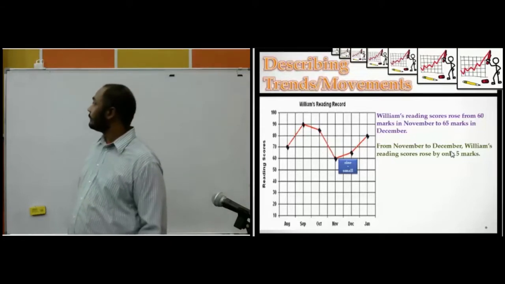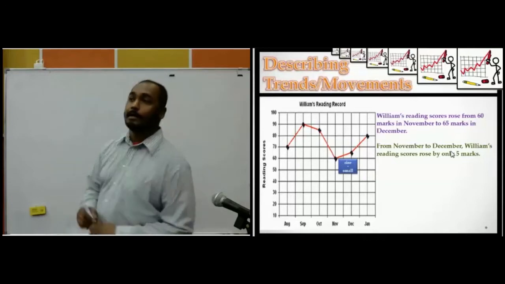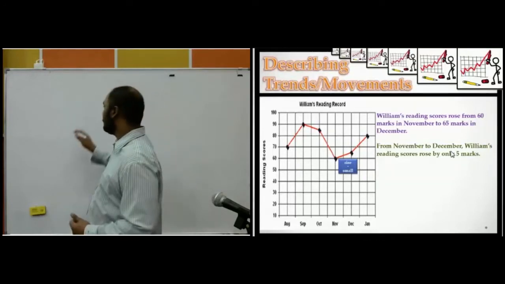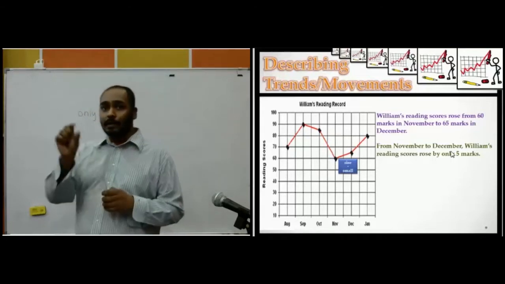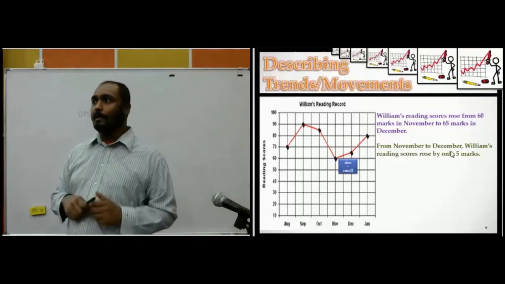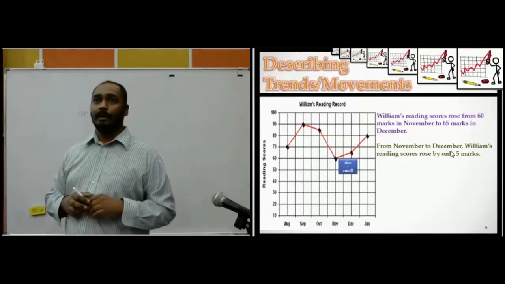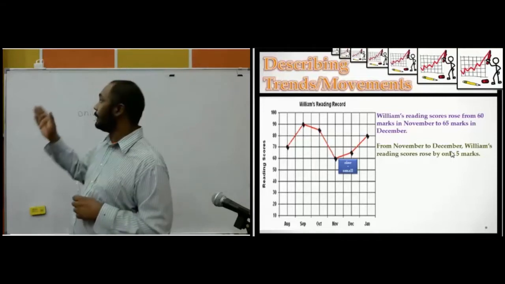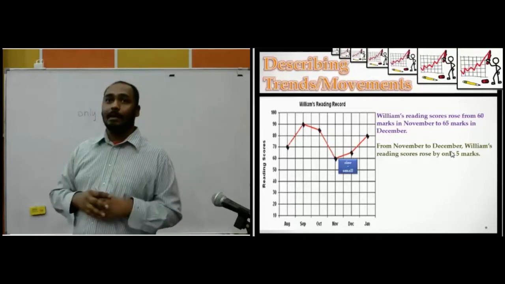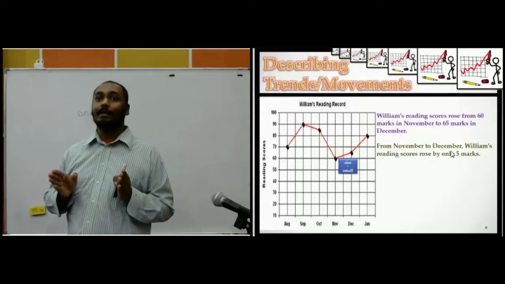From November to December, Williams' reading scores rose by only 5 marks. That's another lexical item enhanced by only. When you are reporting the lowest, a very small number, you can say "only" right before the data. So the order is you say only and then the data. For example, by only 5 marks, not by 5 marks only. That's a different, wrong structure.